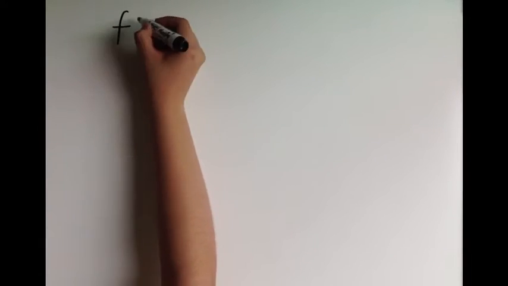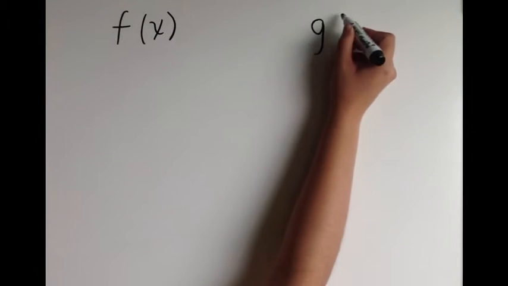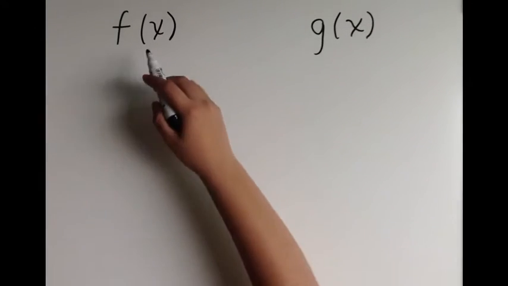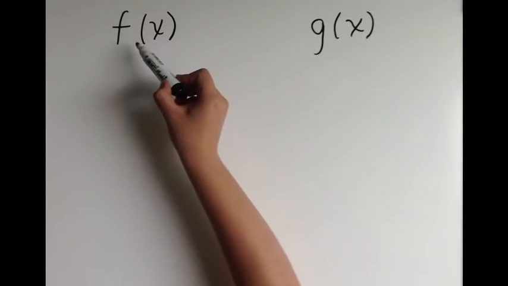A composite function can be thought of as a combination of two functions. This means that this combination is about applying one function to the result of another. For example, here we have f of x and g of x, so the result of g is going to be sent through f of x.